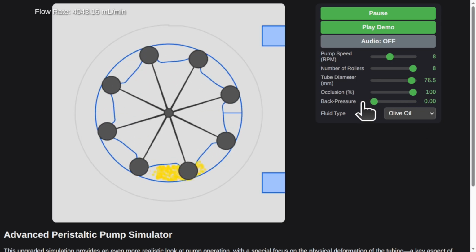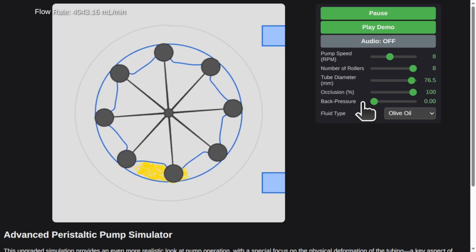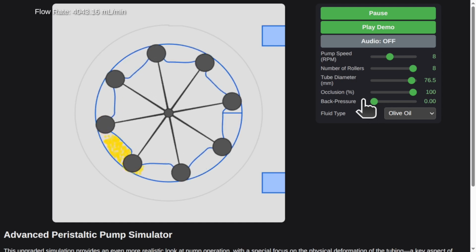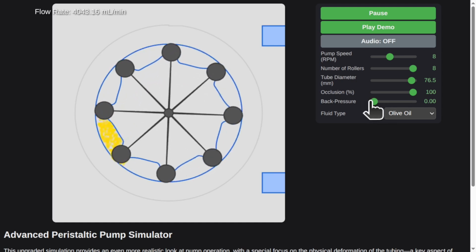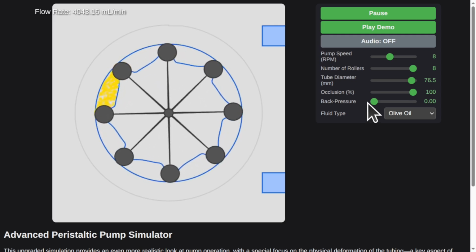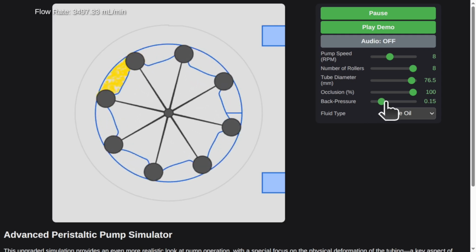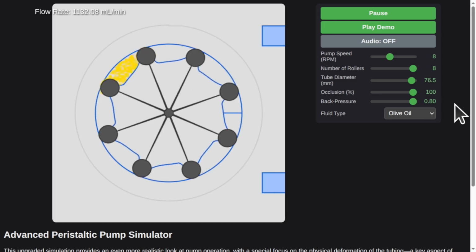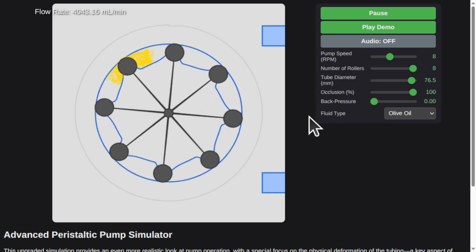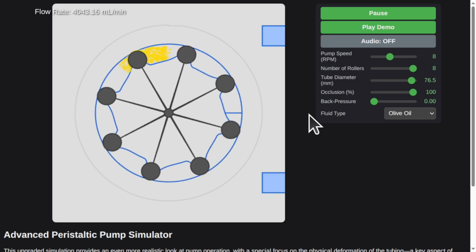Increasing the back pressure increases the resistance, which in turn reduces the flow rate. Yeah, but do we actually see a difference in the simulation itself when changing the back pressure value? In the simulation, when the back pressure is increased from 0.00, you can observe a change in the yellow fluid. It appears to flow less smoothly or with more resistance, which visually represents the decreased flow rate caused by the increased back pressure.